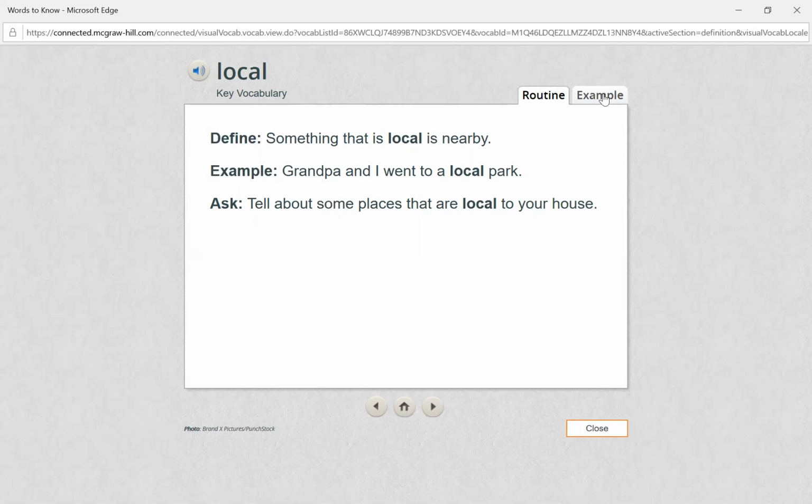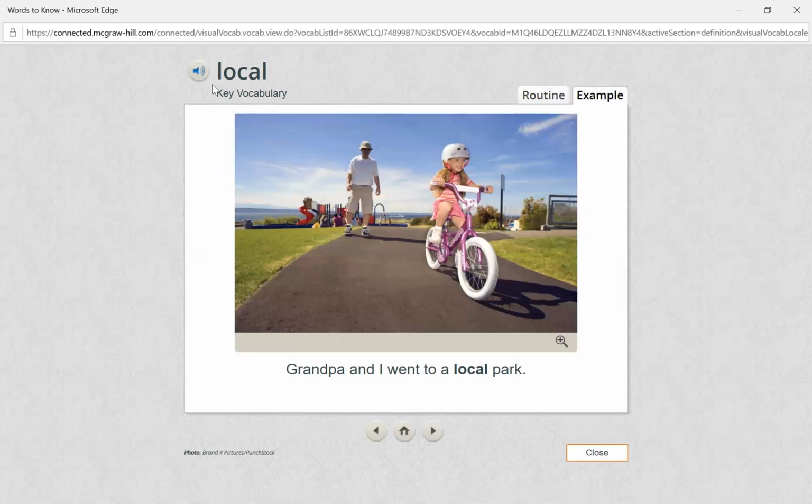All right, let's look at our example. Local. Grandpa and I went to a local park. So remember, local is something that is nearby. So it's maybe something you can walk to or a short drive away. I know in my town, something that's local to me is actually a gas station. I can walk just down the street and I'll get right to the gas station whenever I need to.